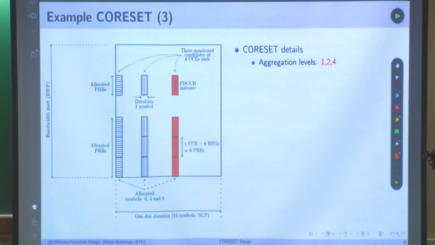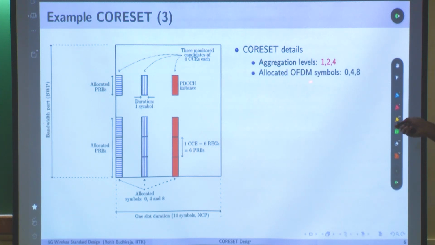If it is aggregation level 1, what are the options? This is aggregation level 1. Its data can come here, here, here, and here also. At aggregation level 1, data can come, and the DCI can come. Similarly here, right? Okay, correct.